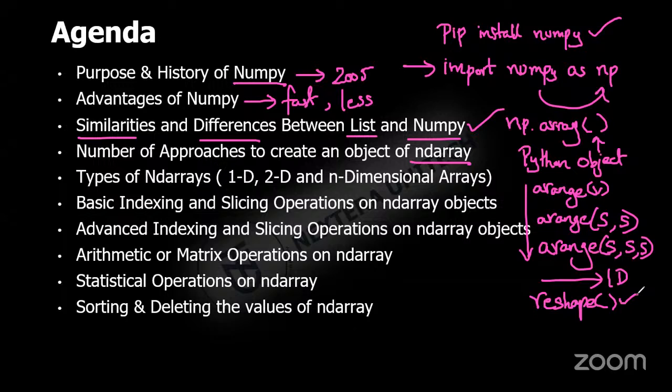And next to arange, did we discuss the zeros function? Yes. What is the purpose of the zeros function? The zeros function will return a zero matrix, either a 1D array or 2D array or n-dimensional array, where all the elements, all the values will be zero. In the same way, we also discussed the ones function. All the elements of the array will be 1.